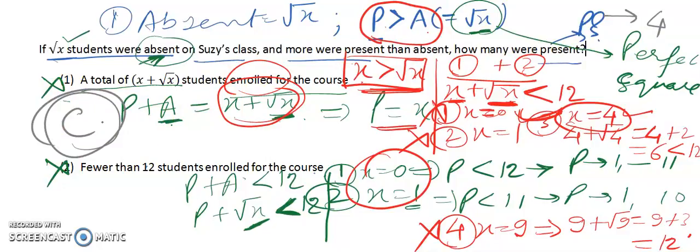Now the learning in this question is that you have to comprehend or infer that root X has to be an integer, and that too a non-negative integer and a perfect square. Otherwise you may falter on this question. Second is, did you incorporate the understanding that the number of students present is greater than the number of students absent? With these two in mind and setting up the equation, this can be a good learning question.